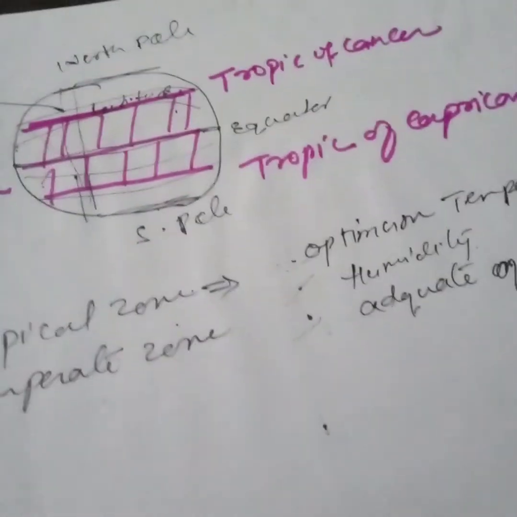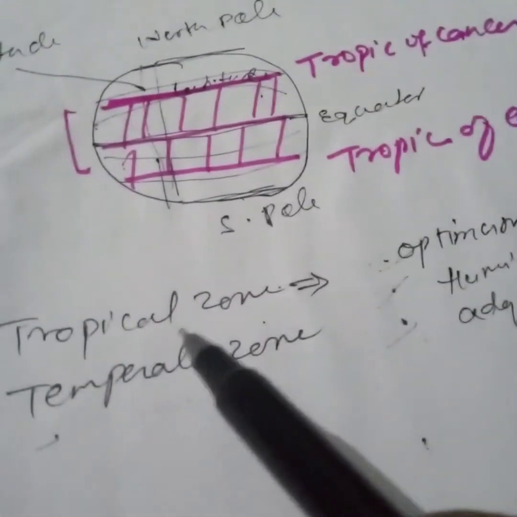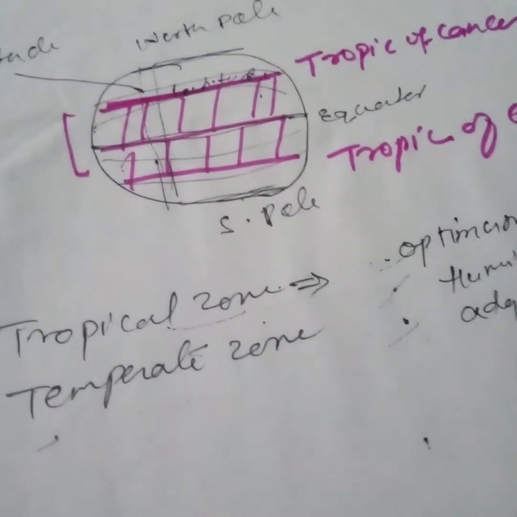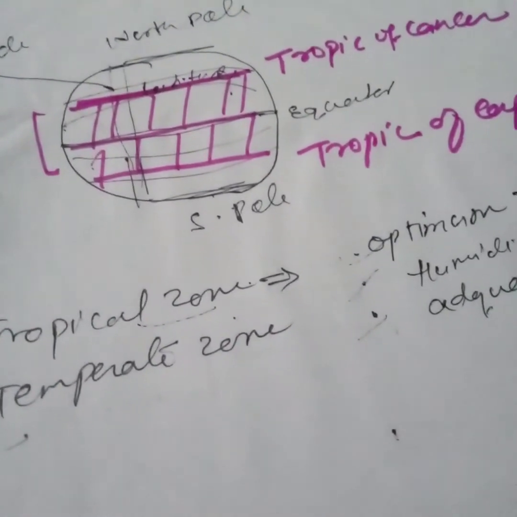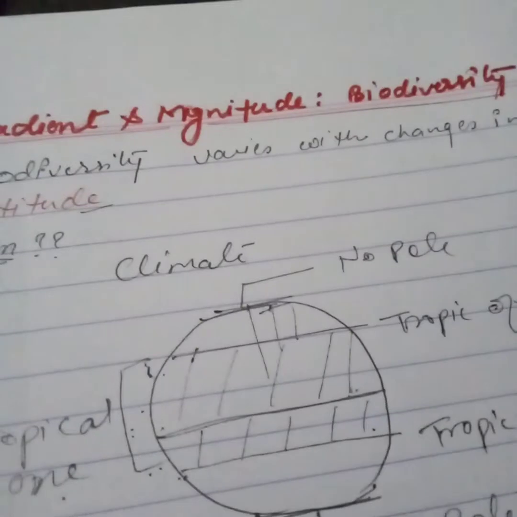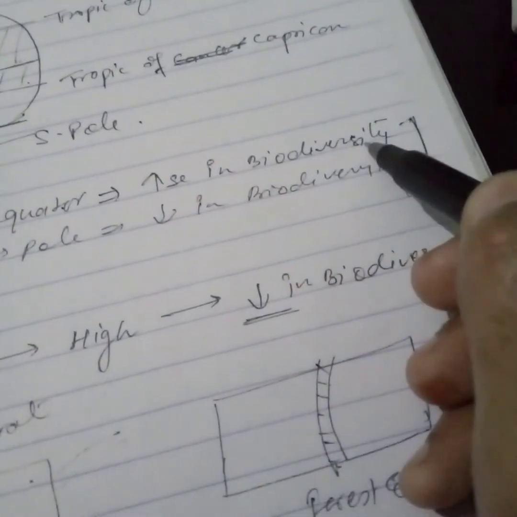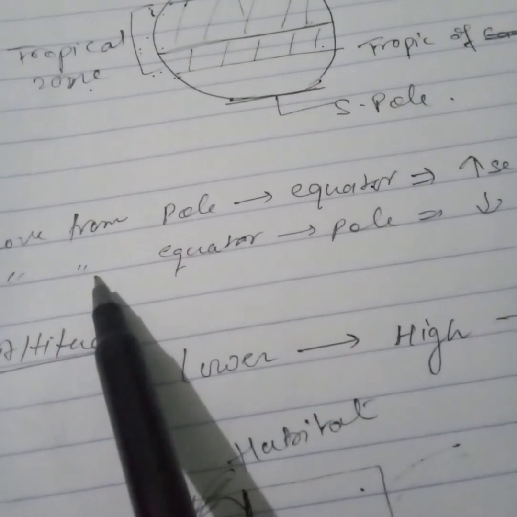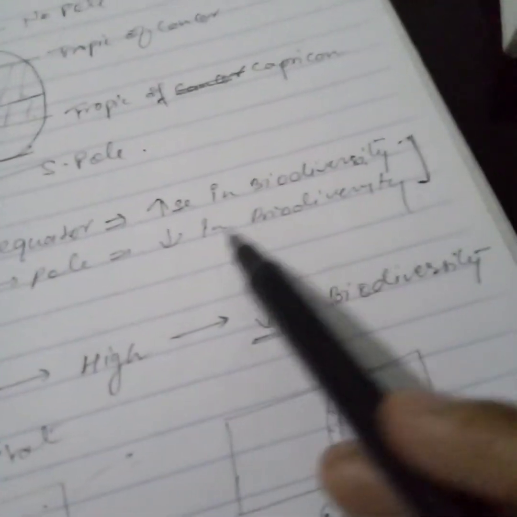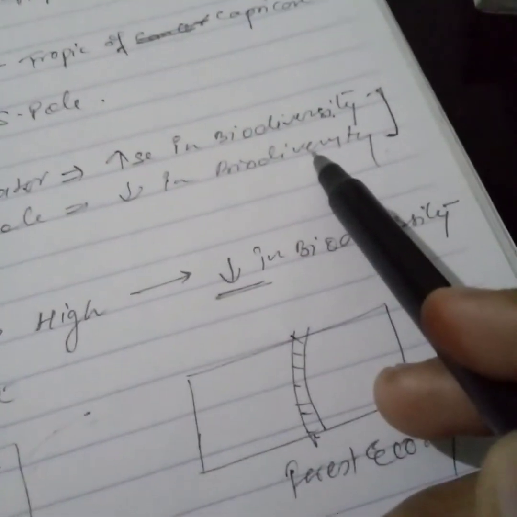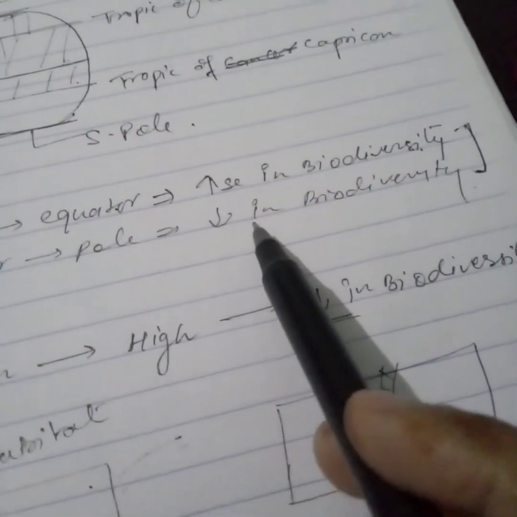And latitude. If we look at this tropical zone, it occurs in the latitudinal gradient. It is known as a latitudinal gradient. If we move from pole to equator, there will be an increase in biodiversity, and when we move from equator to pole, there is a decrease in biodiversity. Why is diversity decreased?